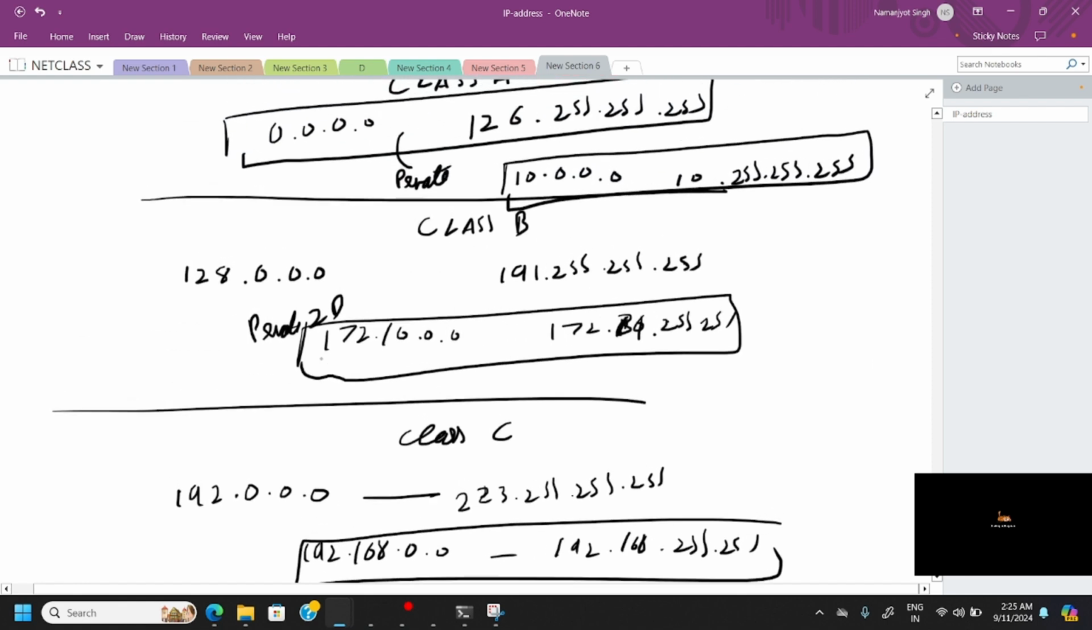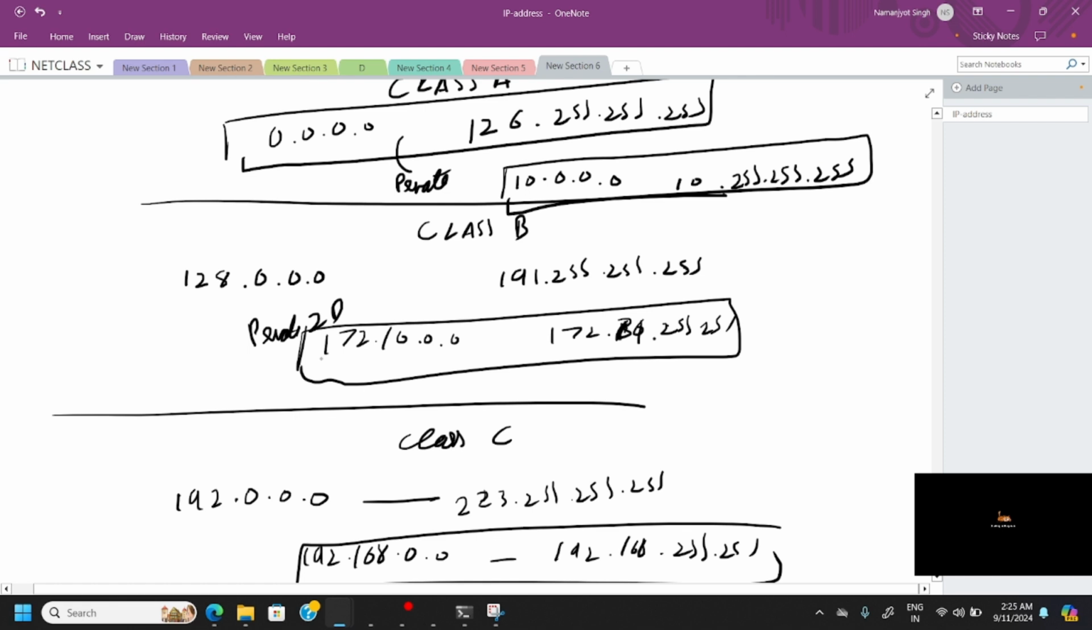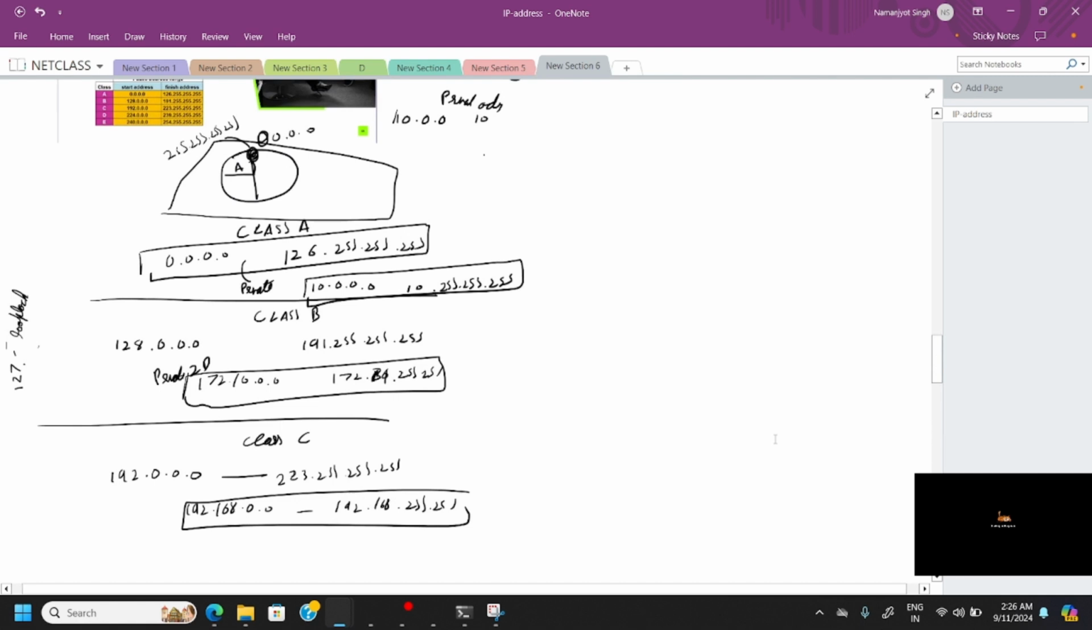So 0 to 126 is class A, and with private addresses, of course. 128 to 191 is class B, 192 to 223 is class C. Where does 127 go? After 126 there is no 127 in class A, there is 128. So 127 is a loopback IP, and the loopback IP is used for troubleshooting purposes.